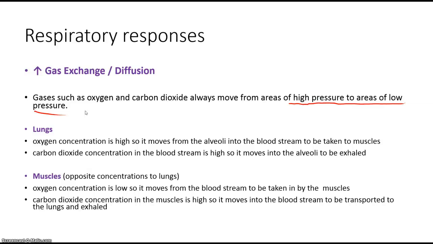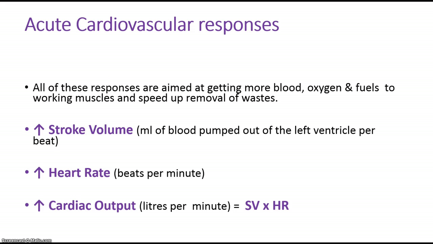And, of course, as a byproduct of ATP resynthesis, we notice that the carbon dioxide also moves in the other direction, so higher concentration in the muscle and lower concentration in the bloodstream surrounding the muscle. So that's how we remove some carbon dioxide.